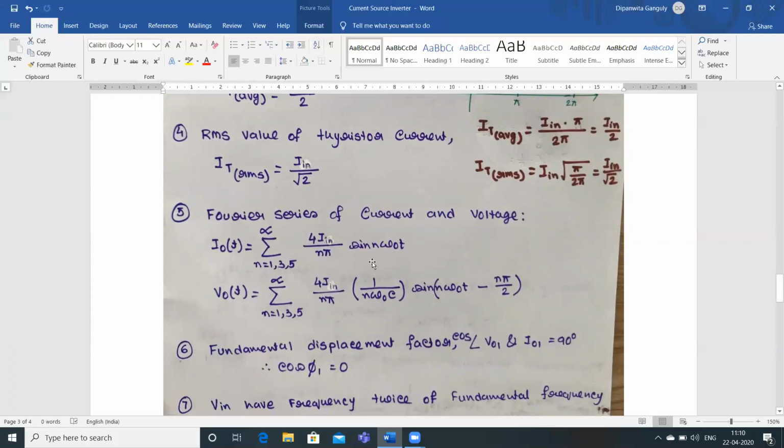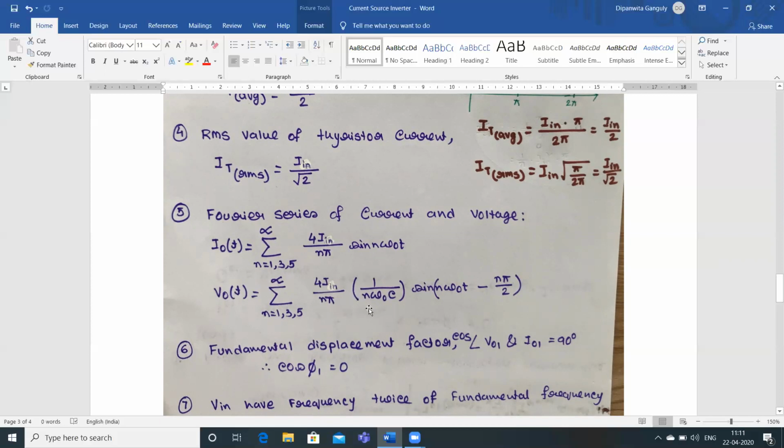Now here the Fourier series of current and voltage. If we apply the Fourier series to the current and voltage waveform, we get i0(t) equals summation of n equal to 1, 3, 5 to infinity, 4 I_in by n pi sine n omega naught t, where omega naught is the fundamental frequency and n is the number of harmonics. And the output voltage, we know, is equal to current i0(t) into Xc, because we have chosen the capacitive load. So that will be equal to 4 I_in by n pi.